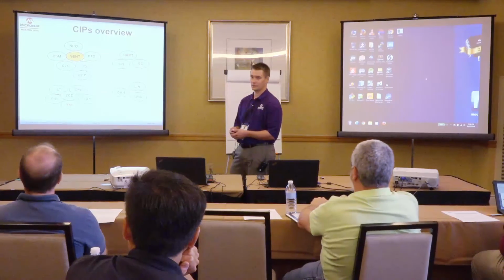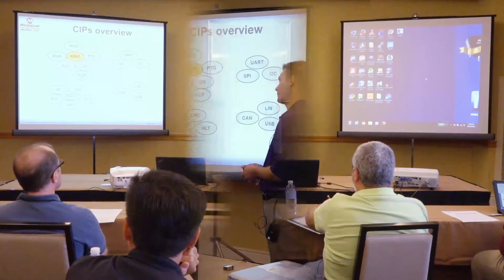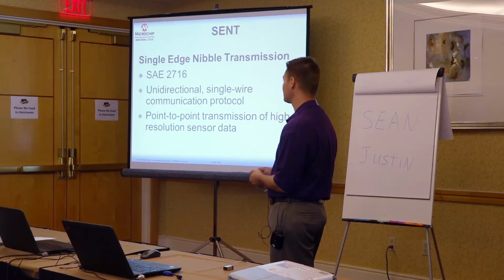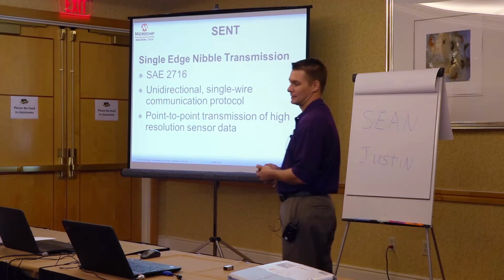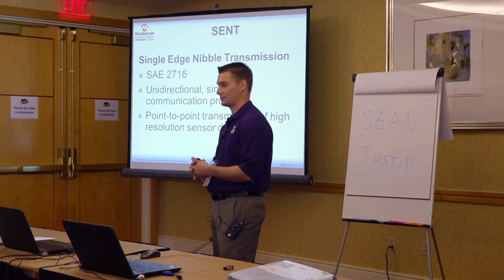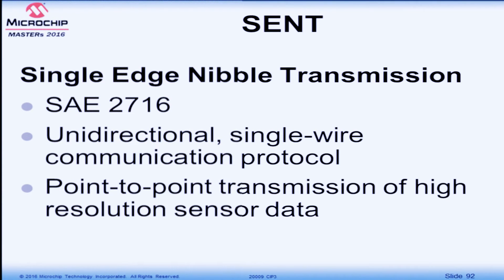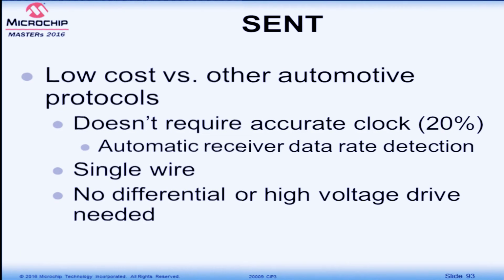All right. The next peripheral we're going to look at is the CENT module, which is a fairly new one. So what is it? CENT stands for Single-Ended Nibble Transmission. And it is a communication protocol that was developed by SAE, which is Society of Automotive Engineers. And it is a unidirectional single-wire protocol that was developed for point-to-point transmission of sensor data. The intent of developing this was to come up with a low-cost solution, and also it's single wire, so reduction of wiring in a car, reduction of weight.